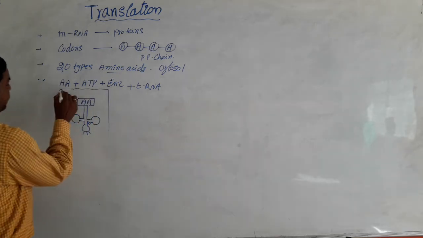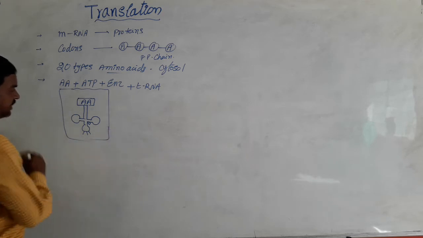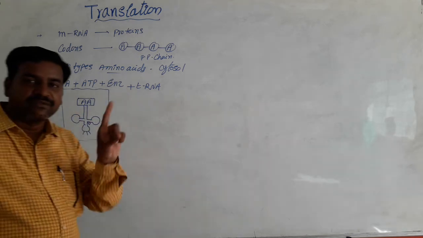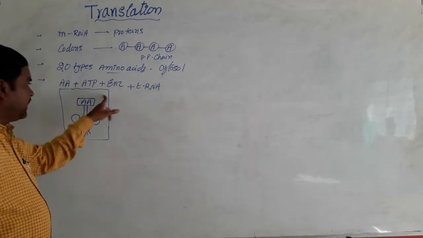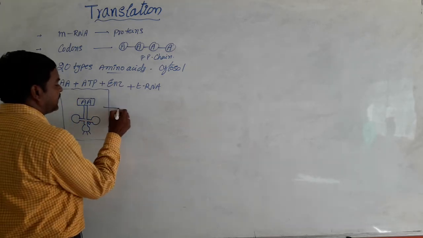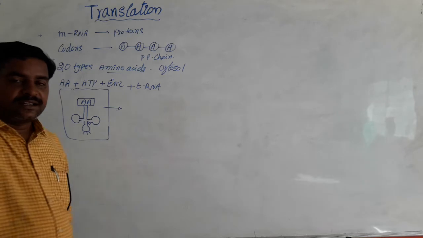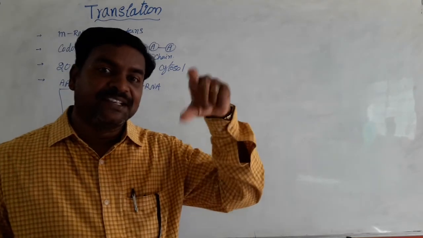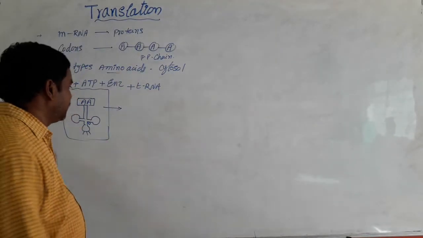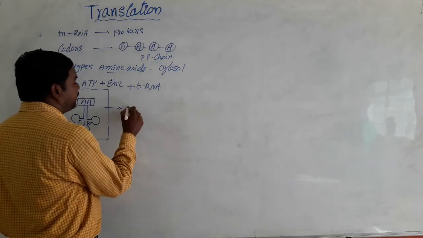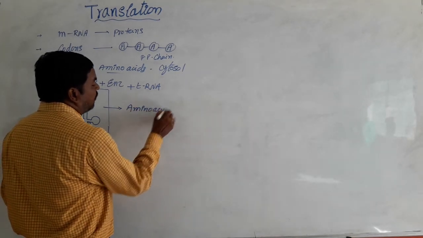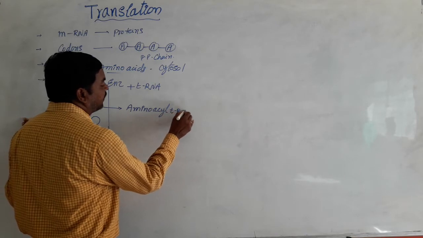So, amino acid is activated in the presence of enzyme amino acyl synthetase and by using one molecule of ATP. And then it is attached with the CCA end of tRNA. Now, this tRNA is called the tRNA with the activated amino acid which is attached with this CCA end. Such tRNA is called amino acyl tRNA.